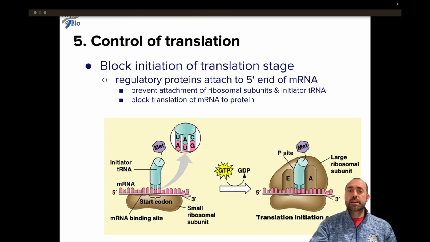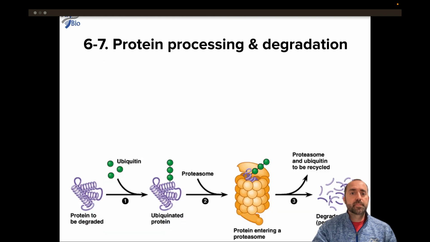Finally, we can control translation too. We can block the initiation of the translation stage. There are regulatory proteins that attach to the 5' end of the mRNA, and that's where the small subunit of the ribosome attaches. That prevents the attachment of the larger subunit and the initiator tRNA, the tRNA that's carrying methionine, essentially blocking translation. So there are regulatory proteins that will prevent the protein from being produced at the ribosomal stage.